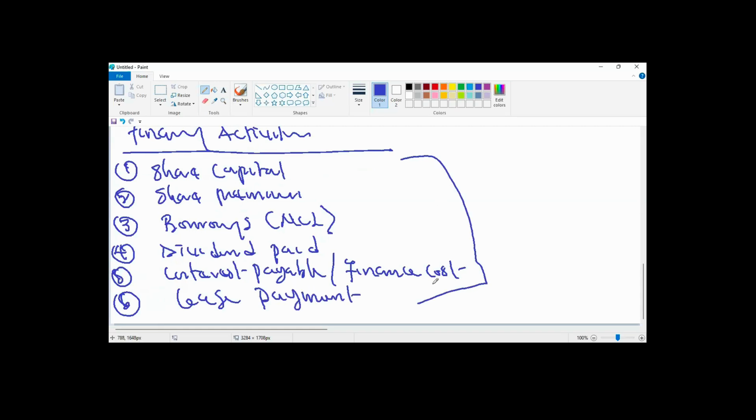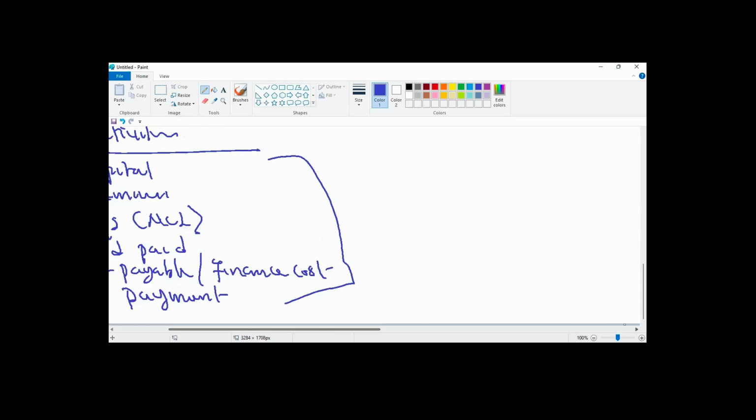That's all. I'll pick them one after the other. Go to the question. What is share capital at the beginning? 400. There's additional information. That was a bonus issue.